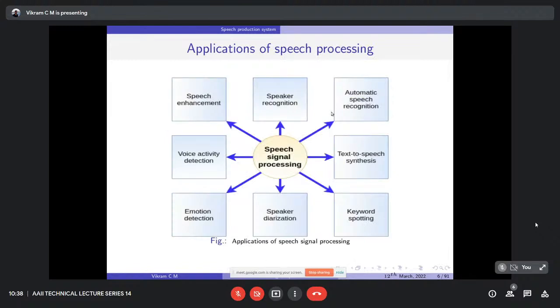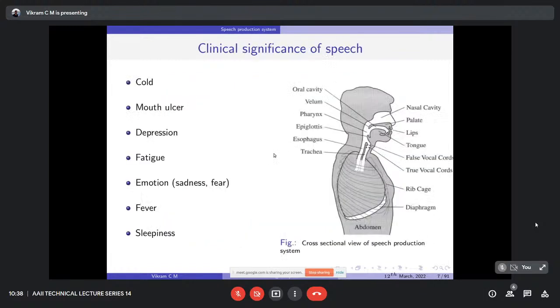These are the different applications of speech processing. Most of us know many applications, like automatic speech recognition, which is the most common, well-known application of speech processing. Then text-to-speech synthesis, speaker diarization, emotion detection. But apart from this, we have one more area, that is clinical speech processing. Suppose using speech, we are able to judge the person's mood, whether he is happy or whether he is in an angry mood.